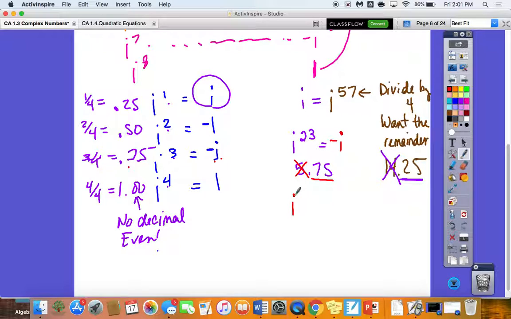So if I've got i to the 42, 42 divided by 4, I got 10.5. So 0.5, that's the second one. So I'll write down what it's equal to, -1. Now, if you happen to get one like i to the 104, when you divide that out, you're going to get 26, no decimal. Well, no decimal is the last one where it's even. It's a positive 1. So that's how you're going to simplify using the cycle of i.